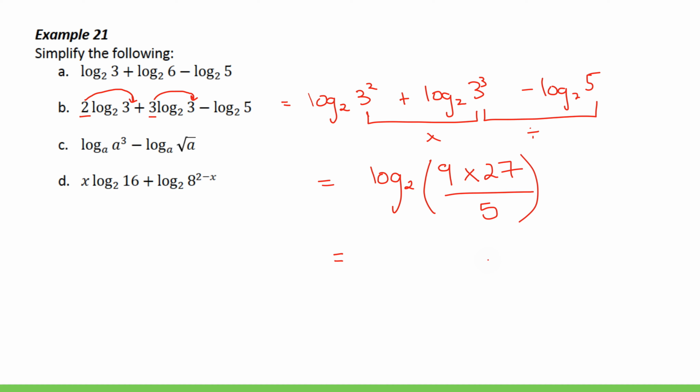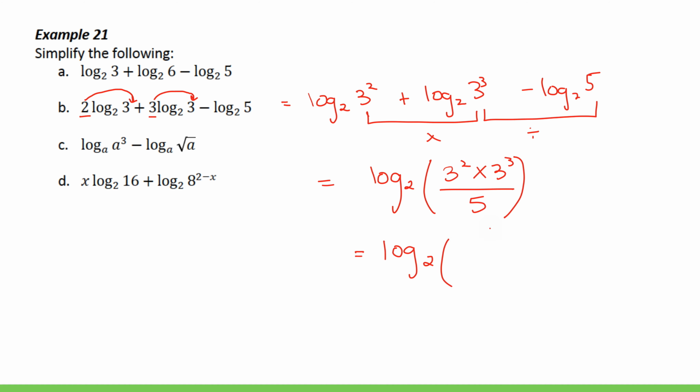So that would be 3 squared times 3 cubed on 5. And remembering with my indices, when I multiply two numbers of the same base that have powers, I will add those powers. Now you can work out what 3 to the power of 5 is, but it's quite a large number, so I'm just going to leave it as it is.